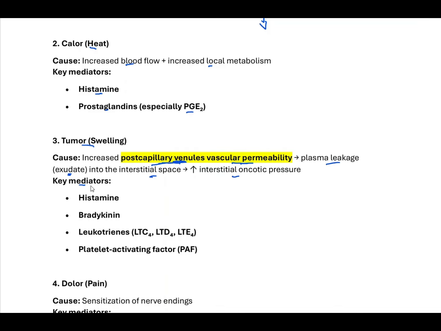And what are the key mediators here? So one is histamine, two is bradykinin, three is leukotrienes that are produced from the arachidonic pathway. So we have leukotriene LTC4, LTD4, LTE4. And the last one there is platelet activating factor.